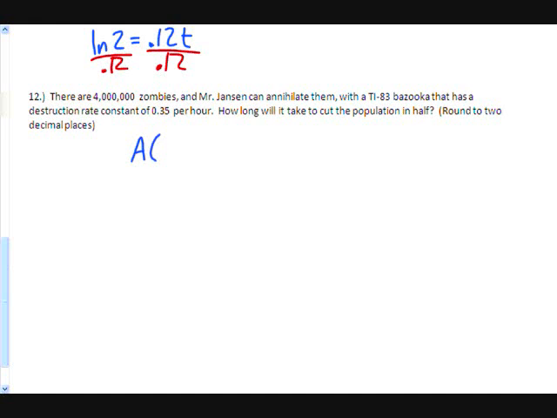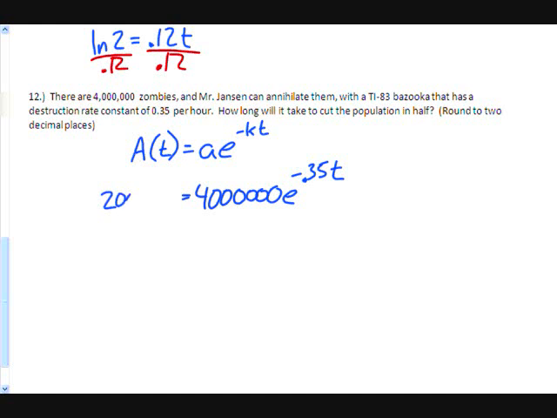This is still my continuous model, but since this is decay, since our values are decreasing, it's a times e to the negative kt now. Okay, that's my decay rate model when it's continuous. Now I just plug in what I know. I know the initial amount was the 4 million. E to the negative k, so it's a negative 0.35. T is the thing I'm looking for, and I want to know when I'm going to cut the population in half, so I want to know when this thing's going to equal 2 million.